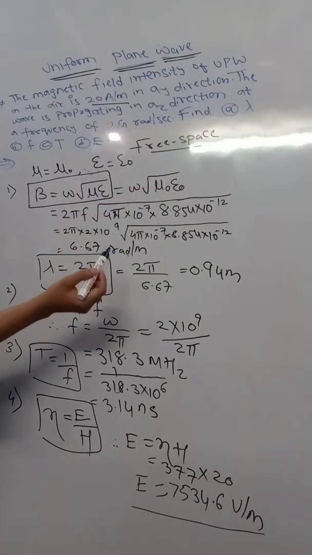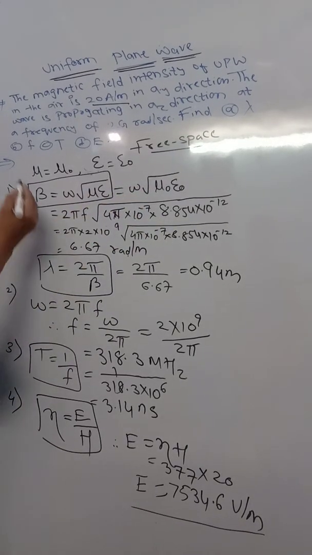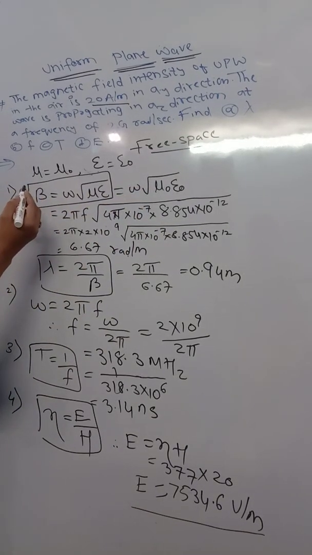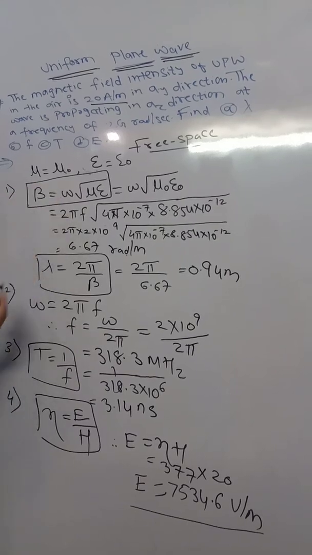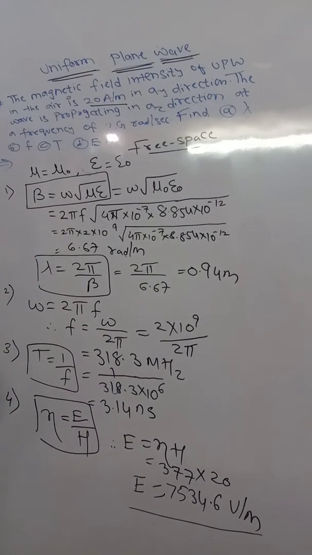First, find: the A part is lambda, that is nothing but the wavelength. The B part is f, that is the frequency. The C part is T, that is the time period. And the D part is nothing but E, that is the electric field intensity.